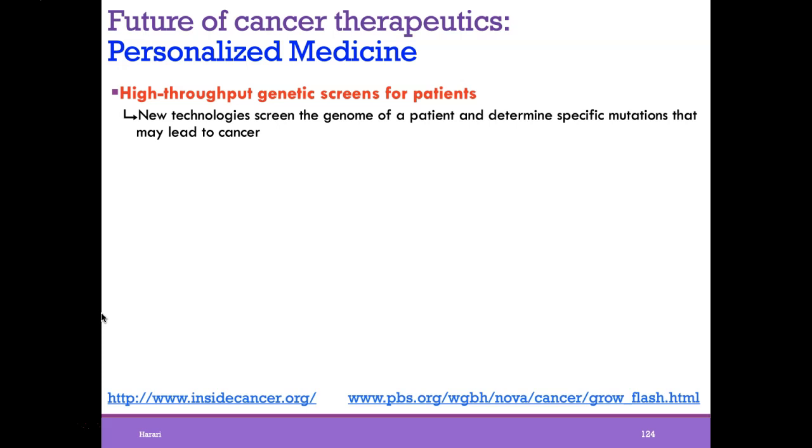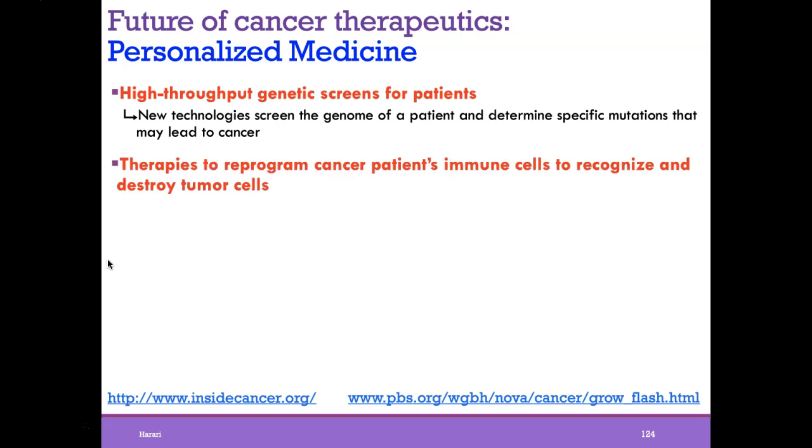Right? So as we accumulate more data, and as we develop more DNA sequencing technology, I predict that we're going to see a lot more high-throughput genetic screens that can pinpoint types of mutations and then can direct the oncologist what kind of medication to administer.